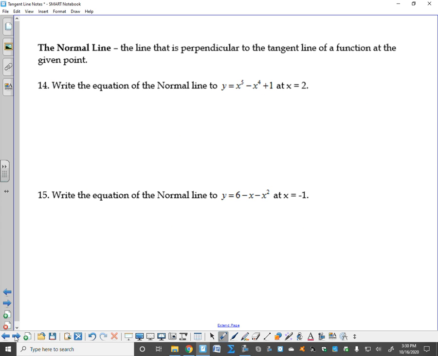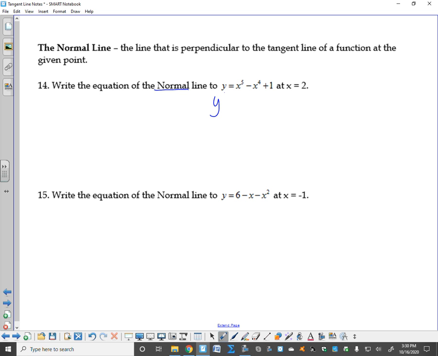All right, the last two problems are super, super easy. I just need to make sure that you know what the word normal means. The normal line is the line that is perpendicular to the tangent line of the function at the given point. So you need to make sure that you know perpendicular for slopes. You take the reciprocal and you change their sign. So write the equation of the normal line.